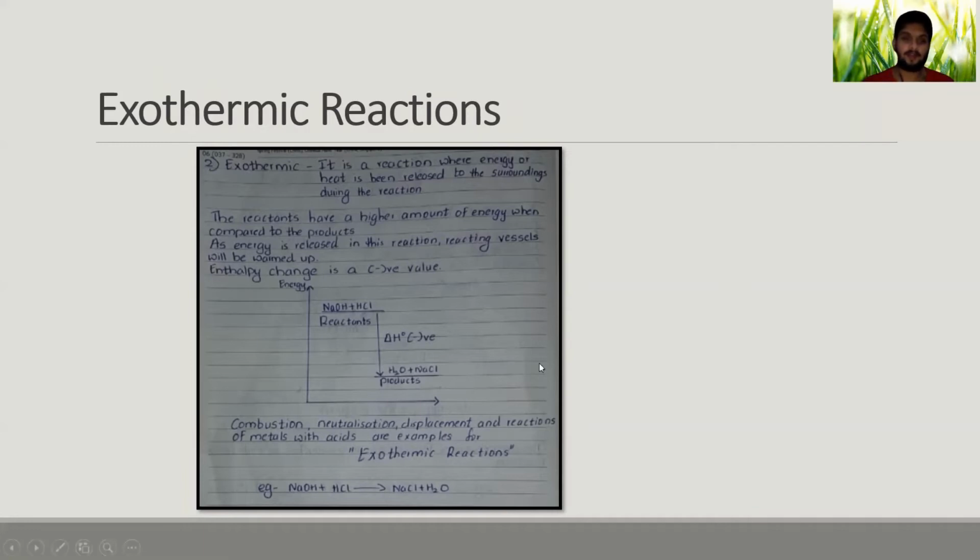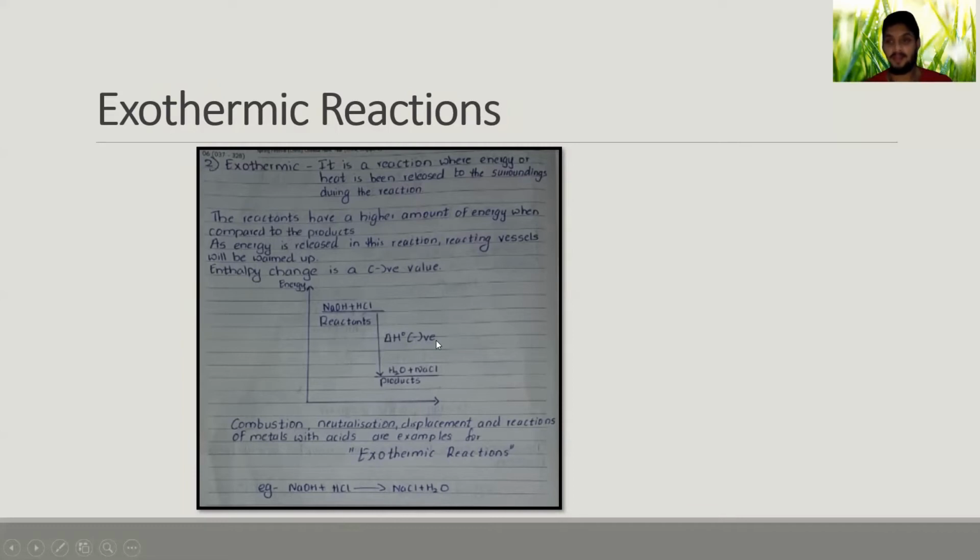So the reactants will have high energy, but the products will have lower energy. That we can also represent in this energy profile diagram. You can see the reactants are at a higher level, having a higher amount of energy in comparison to the products. You can see this arrow is pointing downwards. Here also you can see that delta H, the enthalpy change, is negative in this case.